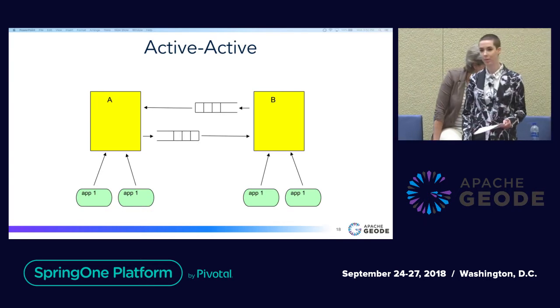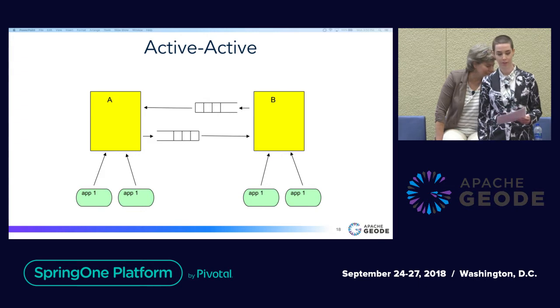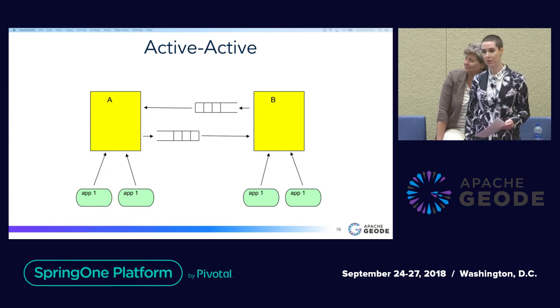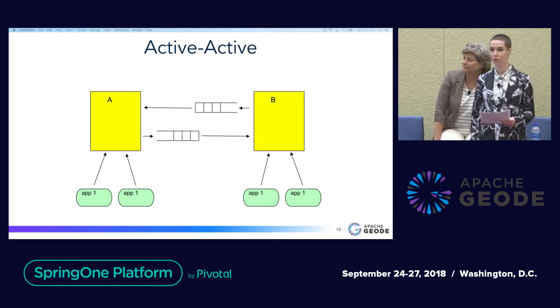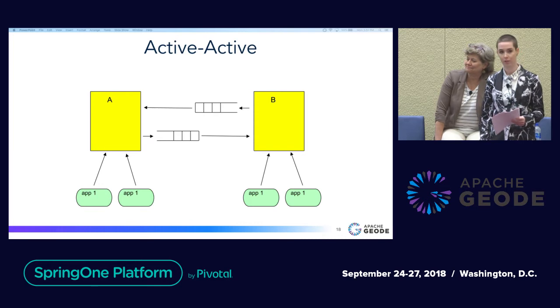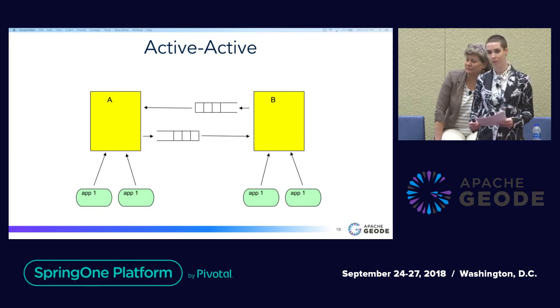Active-active is one of the most commonly used high availability WAN topologies. This configuration allows for multiple sites to be actively used to read and update data. A Geode deployment configured for active-active consists of 2 or more data centers running Geode clusters. The sites communicate with each other by means of bidirectional WAN gateways.